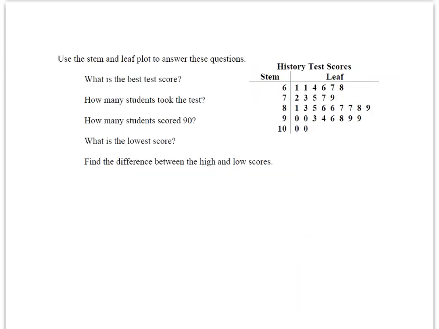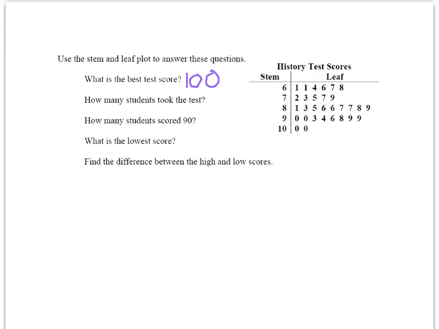For this one, we're going to use the stem and leaf plot to answer the questions for the history test. So what is the best test score? Well, I'm going to go down to the bottom because I know the best would be the highest, and I have 10, and I'm going to add a 0 onto it because that would be the highest, which would be 100.